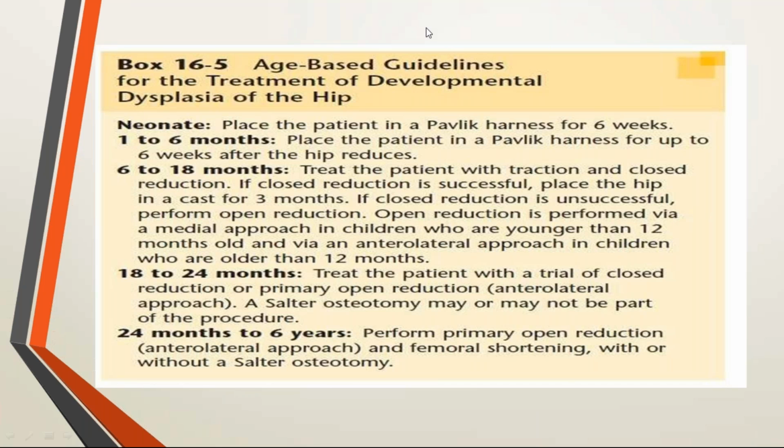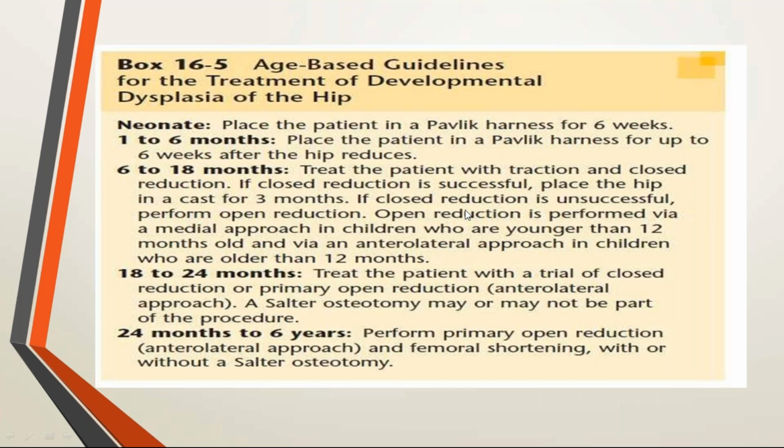This is the picture taken from the pediatric textbook. How to maintain and how to treat the DDH in different age groups. In neonates, that is from 1 month to 6 months, place the patient in Pavlik harness. This is the gold standard of treatment. This has to be started very early in age, that is at age of 1 to 6 months. 6 to 8 months, try closed reduction. If it is not successful, then attempt for the open reduction.